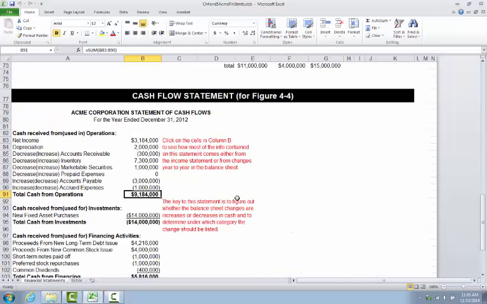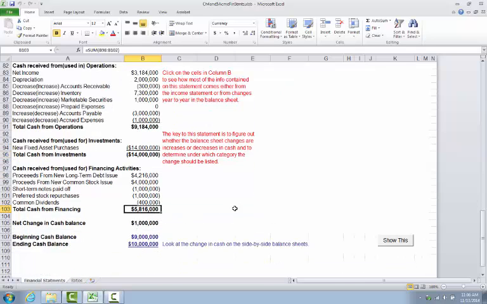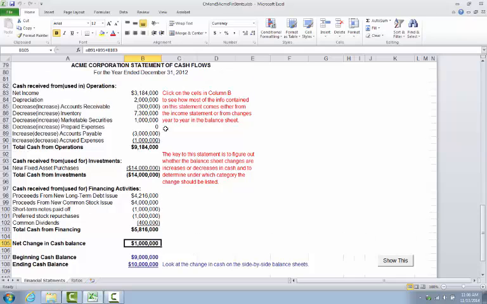So here we have our net cash flow from operations, positive $9,184,000. There we have our cash flow from investments, negative $14 million. There we have our cash flow from financing activities, positive $5,816,000. That leaves us with a net change of $1 million, and our cash went from $9 million to $10 million. And so you can see that that $1 million positive change had all sorts of inflows and outflows behind it that netted out to that $1 million positive change.